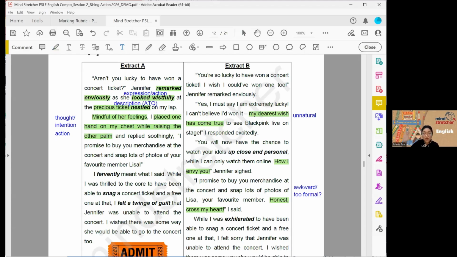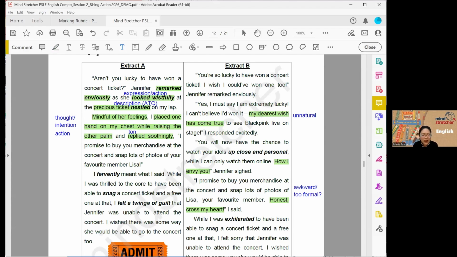One hand on my chest, raising the other palm. So this is like, I promise, okay? Cross my heart, I promise. And not just the action, your tone of voice. How are you saying it? You're saying it in a very soothing, gentle way because you know she's already quite disappointed, okay?